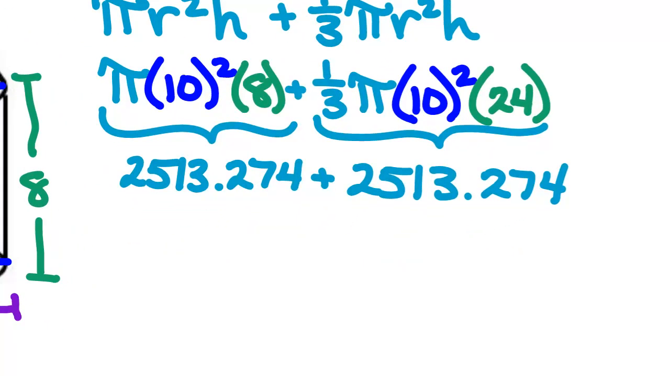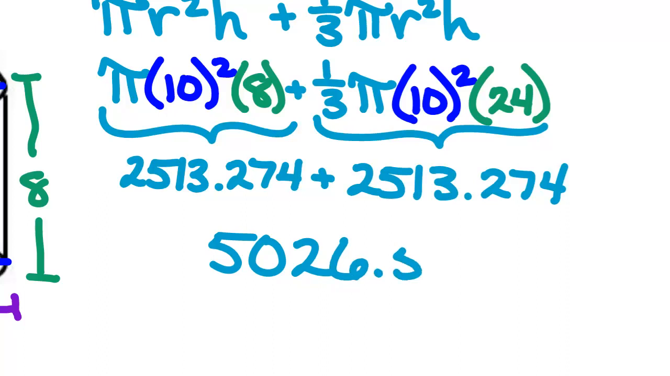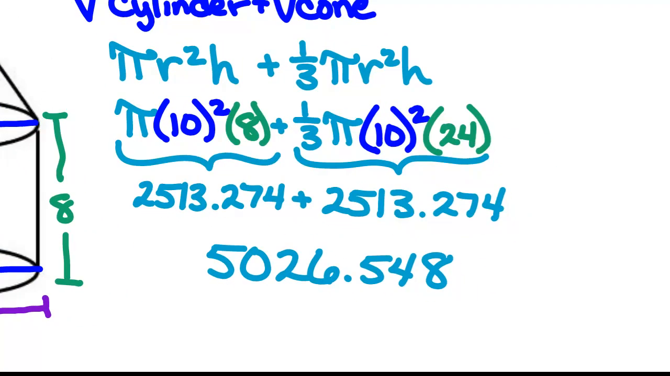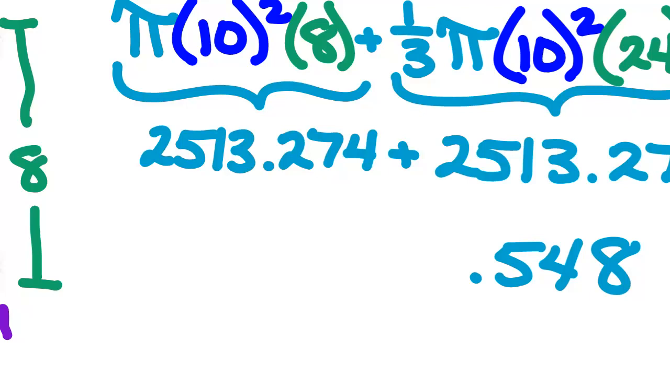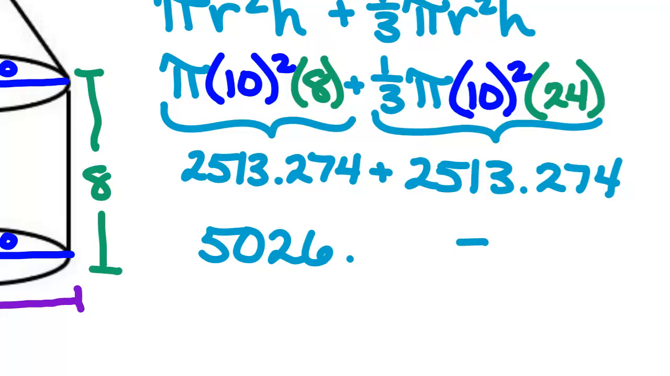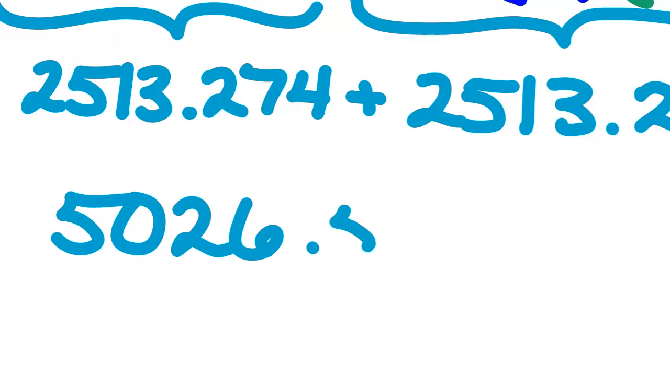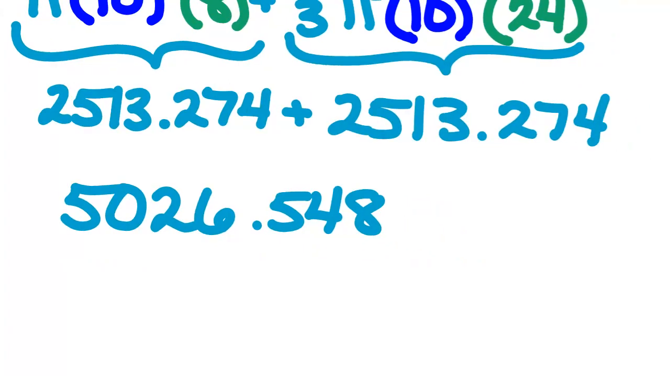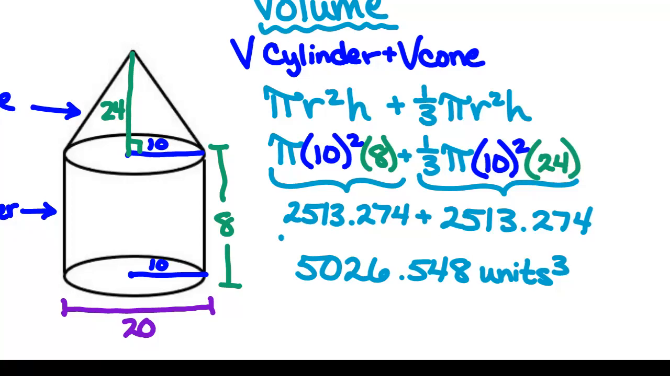So now we're going to combine these two together to get our total volume. I get 5026.548. Do we have units with that? No. So we're going to put units cubed. 5026.548 units cubed. Beautiful.